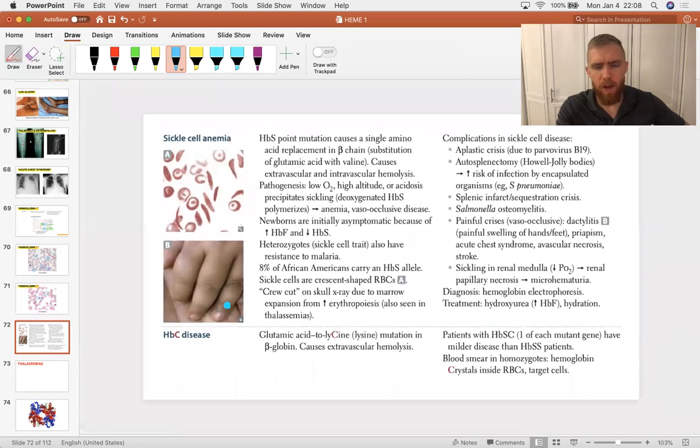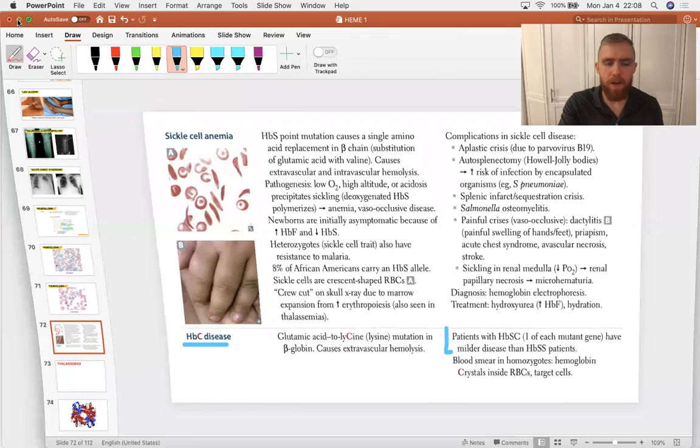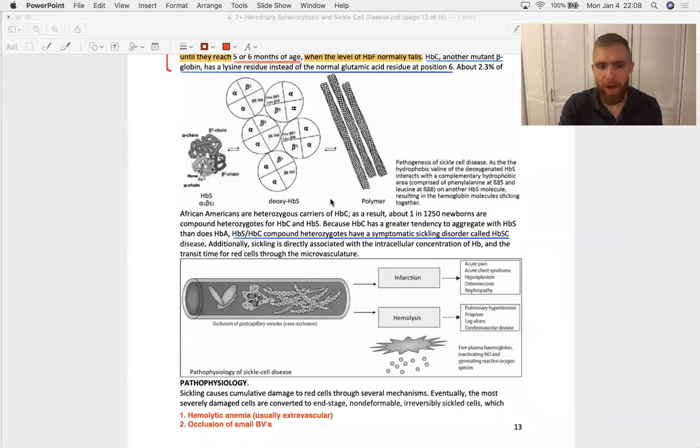And First Aid, what do they have to say about hemoglobin C disease? They just want you to know that it's a little bit more mild disease than pure sickle cell disease. Not as bad. You see crystals. That's about it.